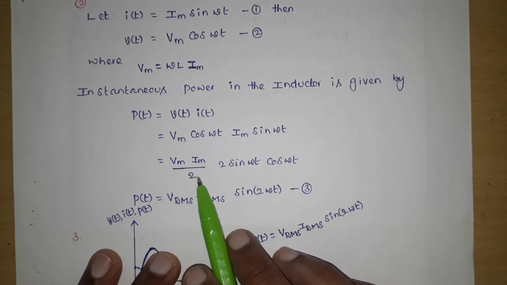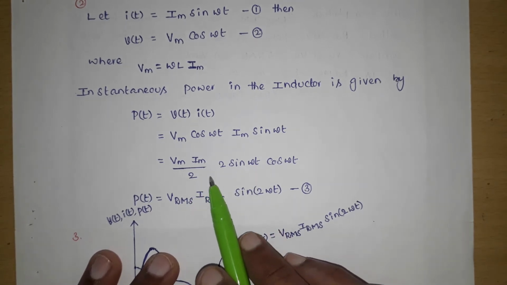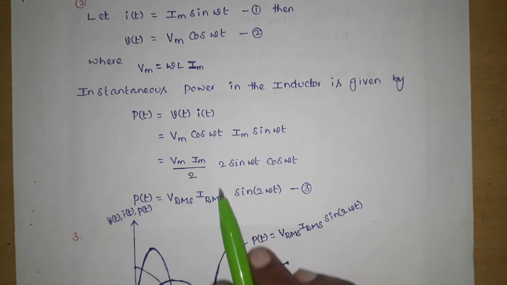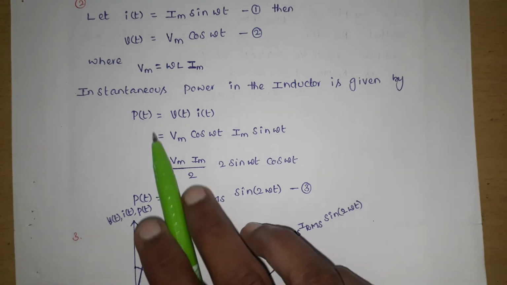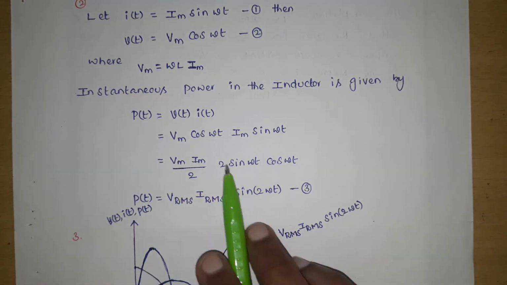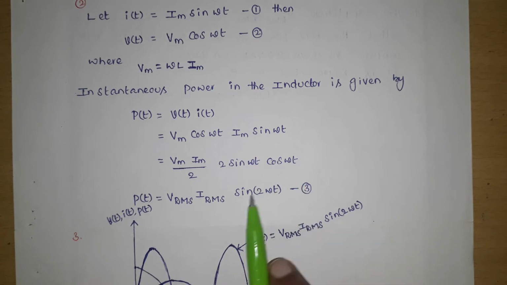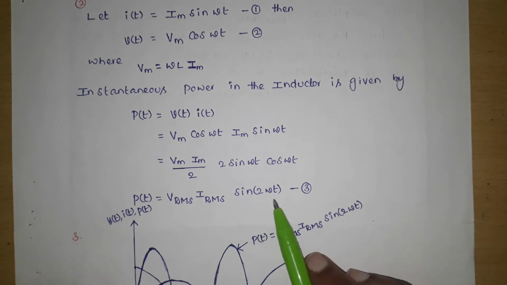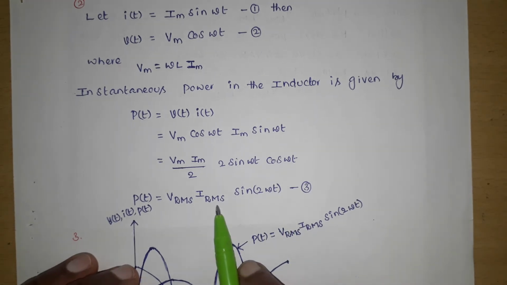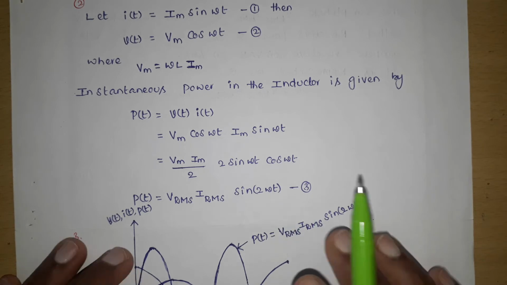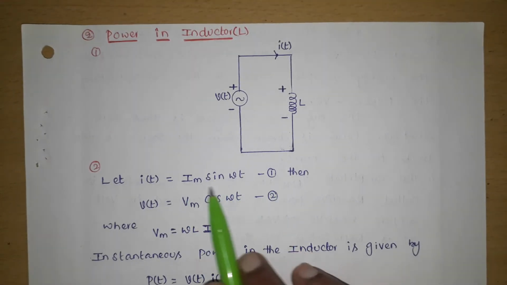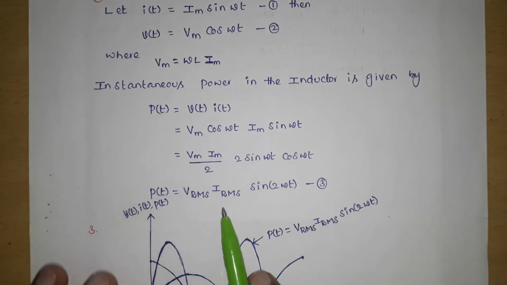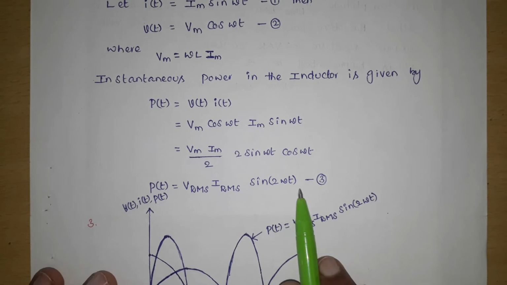This 2 can be written as root 2 into root 2. So finally Vm by root 2 and Im by root 2, where Vm by root 2 is Vrms and Im by root 2 is Irms. So p(t) equals Vrms Irms times 2 sin omega t cos omega t, which is sin 2 omega t. So the expression for the power in the inductor is Vrms Irms sin 2 omega t. So i(t) equals Im sin omega t, v(t) equals Vm cos omega t, and p(t) equals Vrms Irms sin 2 omega t.